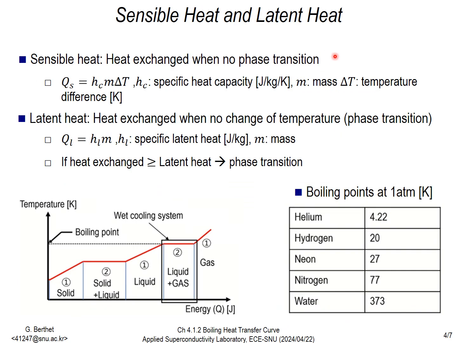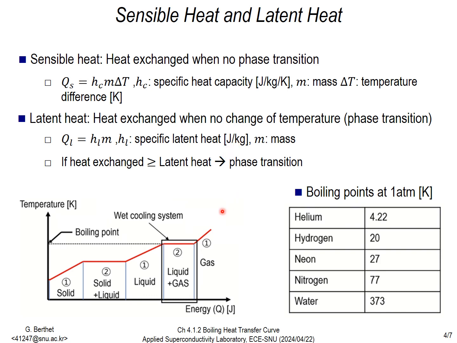A concept closely related to what we just saw is the sensible heat and the latent heat. The sensible heat is the heat exchanged to increase the temperature of a material to a certain temperature, depending on its mass. The specific heat capacity describes how much energy must be supplied to raise the temperature of 1 kilogram of a material by 1 degree. This applies only when there is no phase transition. When a phase transition occurs, we use the latent heat. It is the heat exchanged to change an amount of material from one phase to another. The specific latent heat is the heat exchanged for 1 kilogram of that material to undergo a phase transition.